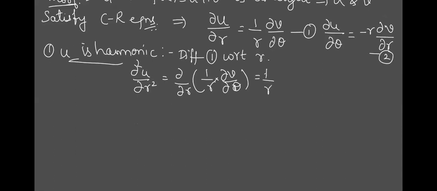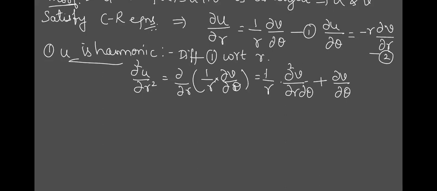I'll keep 1/r out. What is the derivative of v with respect to r and θ? ∂/∂r of ∂v/∂θ is what? ∂²v/∂r∂θ. Very good. Then it is plus, we have to keep ∂v/∂θ as it is, the second function as it is.